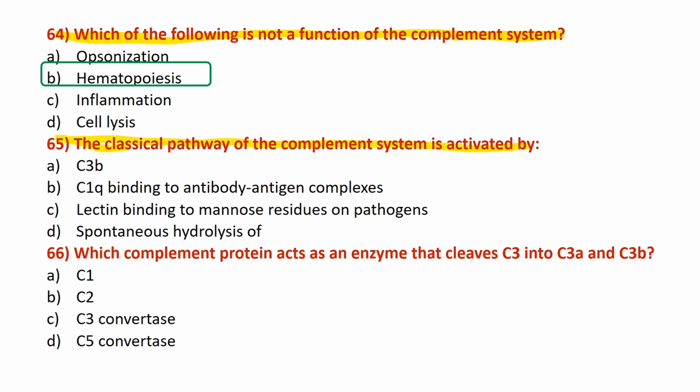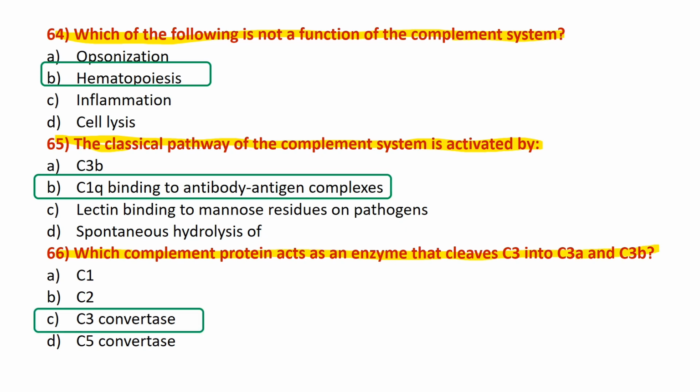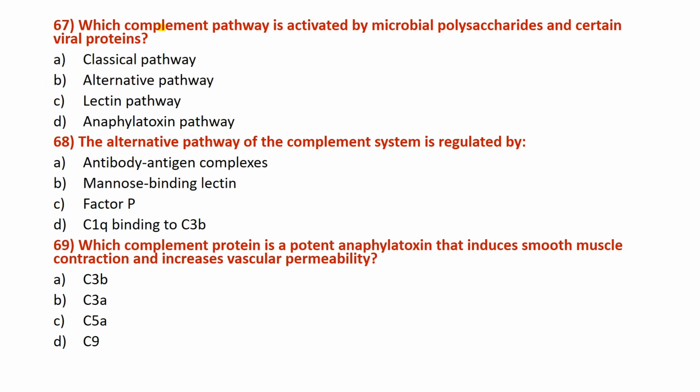Classical pathway of the complement system is activated by, and the right answer is option B, when C1q binds to the antigen antibody complex, then the classical pathway of the complement system is activated. Which complement protein acts as an enzyme that cleaves C3 into C3a and C3b? And the right answer is C3 convertase. C3 convertase cleaves C3 into C3a and C3b.